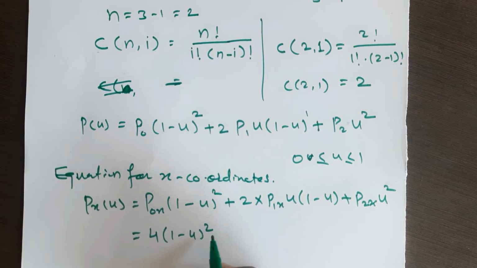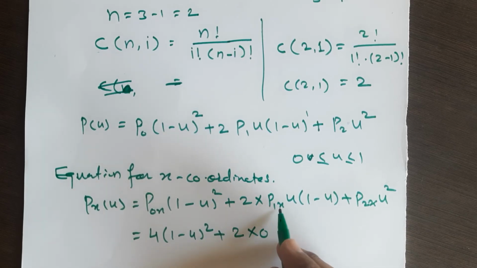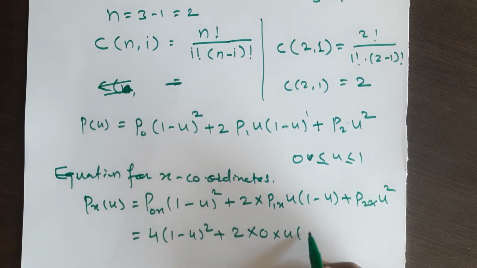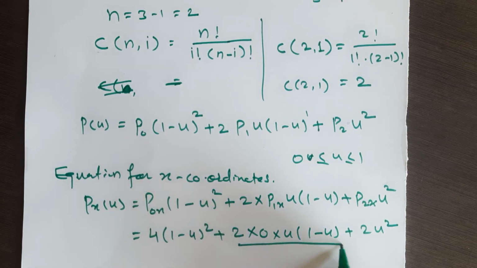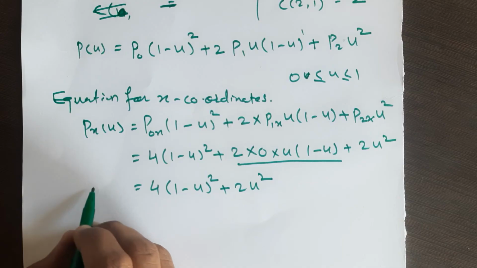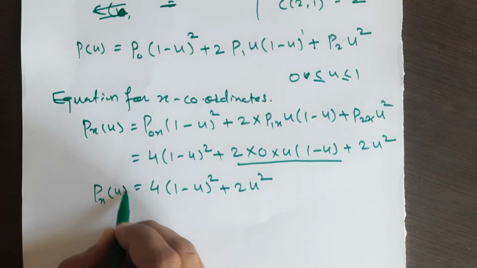Okay. Now if you substitute here the values, P0x is 4, into 1 minus u square, plus 2 into 0. Okay, P1 is 0 comma 0, so P1x is 0, into u 1 minus u plus, now P2x is 2 u square. So this complete term will become 0 because multiplied by 0 is there. So your equation will become 4 into 1 minus u square plus 2u square. Okay, so this is the equation for x coordinate.